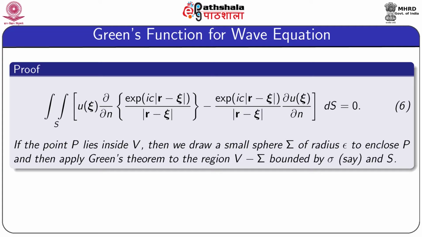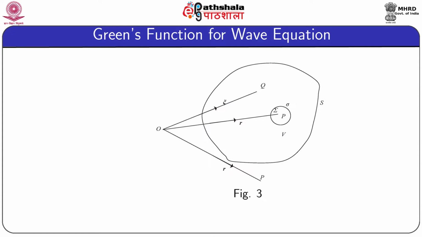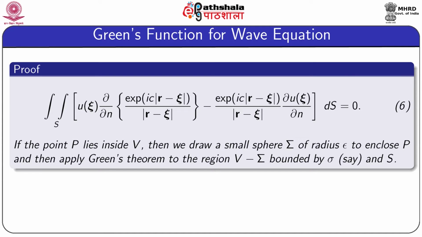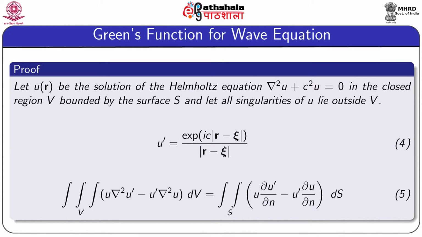But if P is a point inside V, then we encircle the point with a sphere, and the region is denoted by capital sigma and the surface of the sphere is denoted by small sigma. Then we can apply Green's theorem in the region V minus sigma. So, the left hand side of that theorem will become 0 for the region.